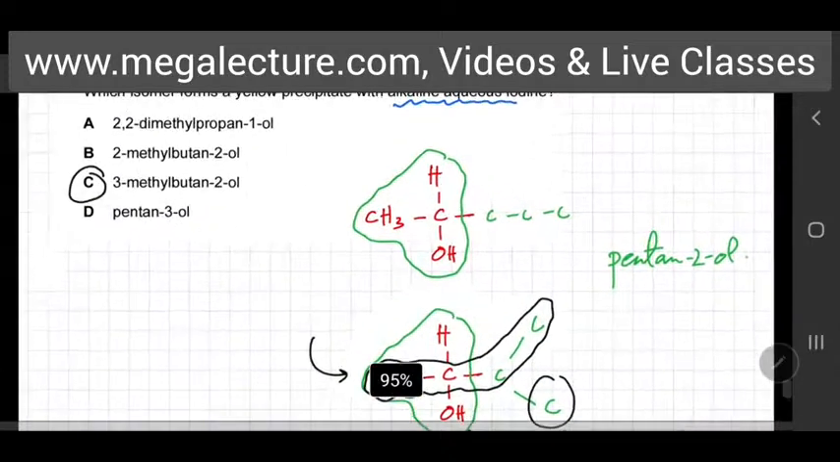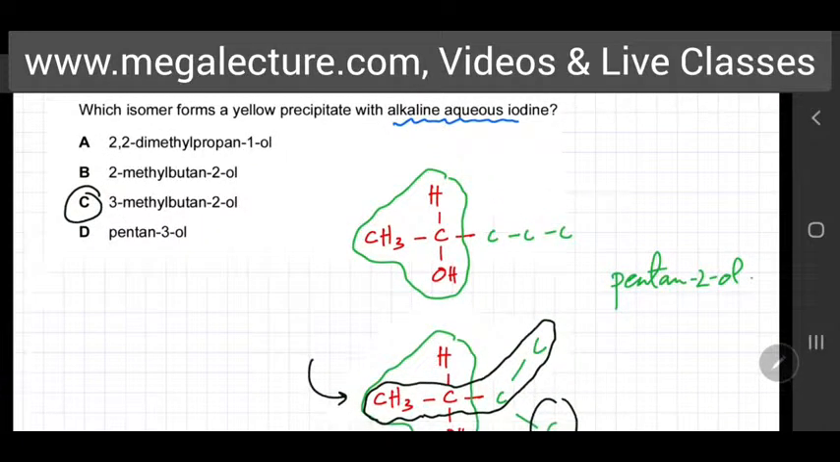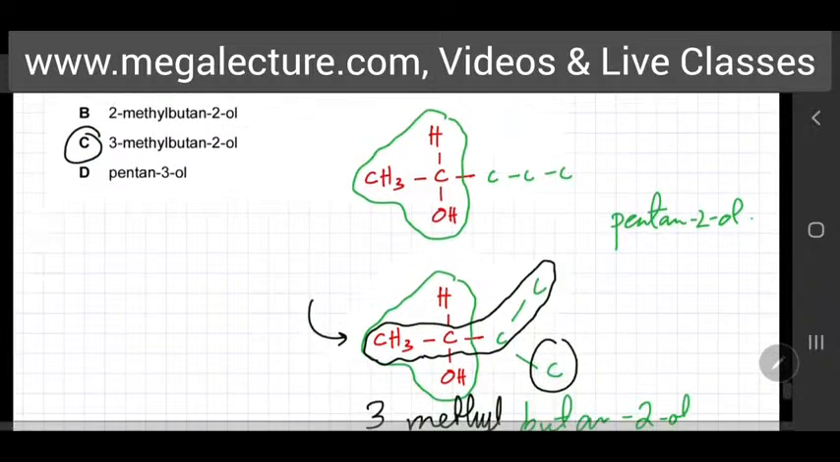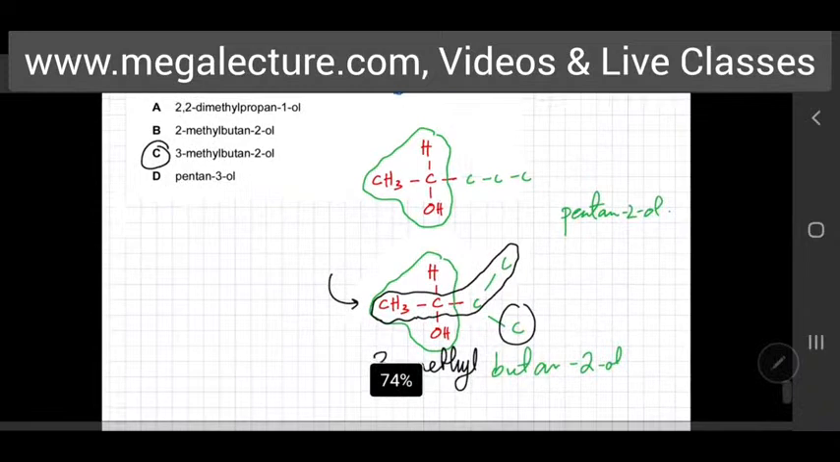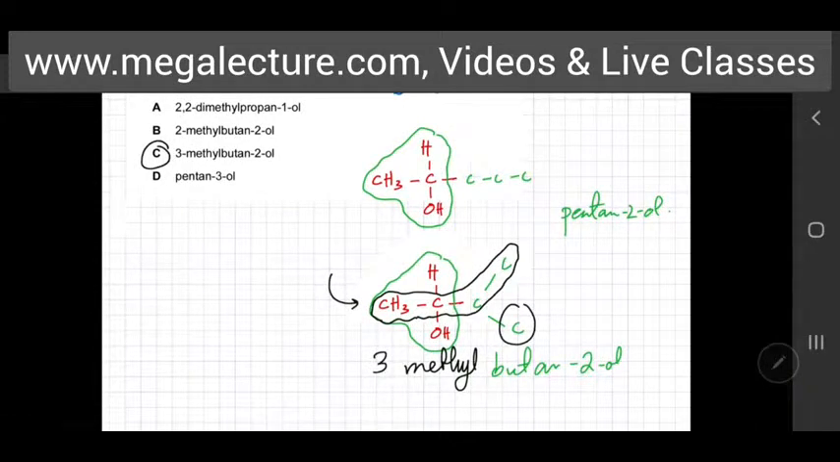So there are 2 ways of solving this one. You could have tried each one of them and figured out which one has this structure. Or in this case, I actually drew the 2 structures that will give a positive iodoform test, and we just simply figured out and named them. And I figured out that option C is going to be the correct option in this case.